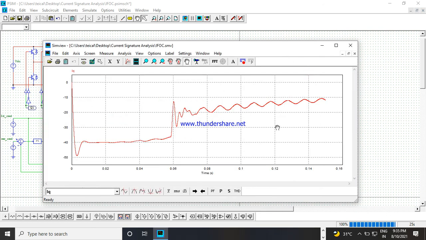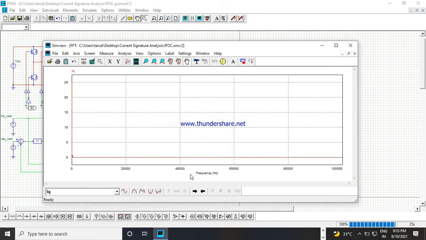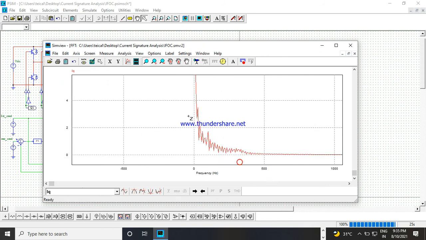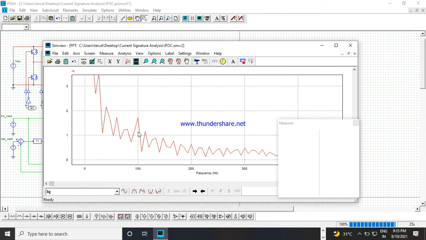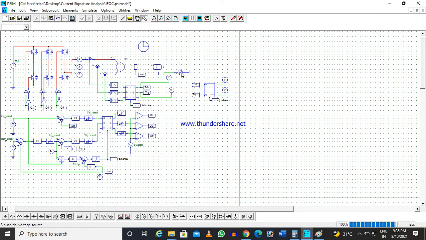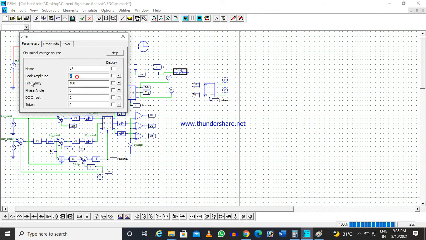So now you see, in the quadrature component, it is not steady. Now if I take the FFT and if I expand it, you see there is a dominant peak here. You see, at 100 hertz, I am getting it. Let us slightly increase the amplitude so that it will be prominent.